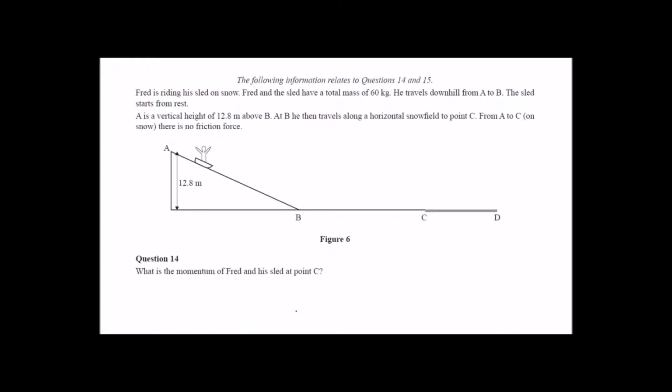Okay, moving on. Fred is riding his sled on snow, so we've got a mass. We've got downhill from A to B, starts from rest. From A to C, there's no friction force. What is the momentum of Fred and his sled at point C? Now, this is obviously going to be a multi-part question because there's a number of things that we can calculate here.